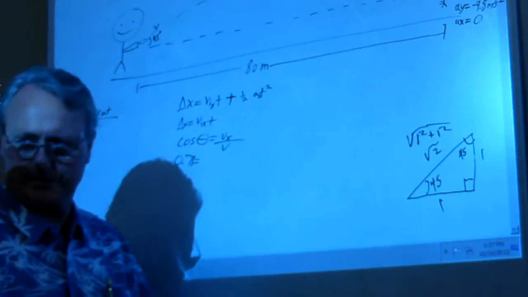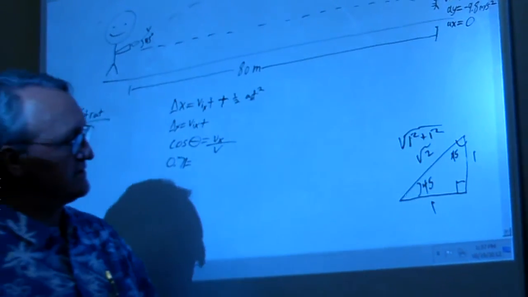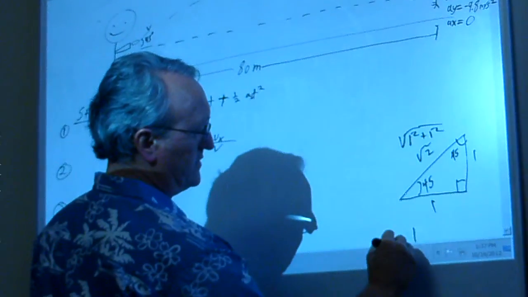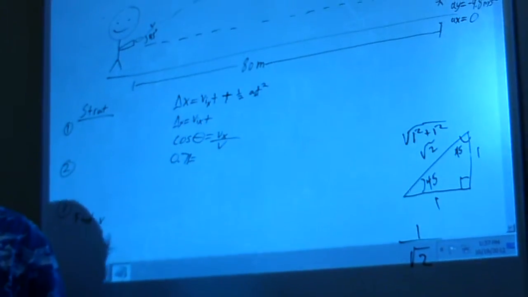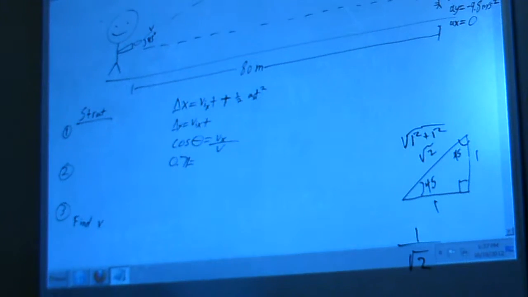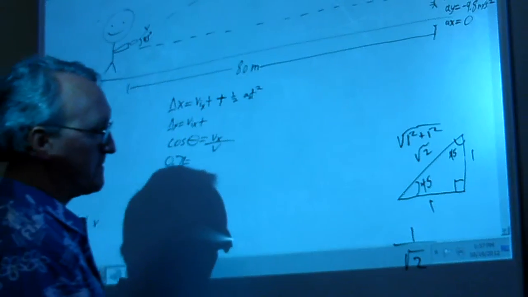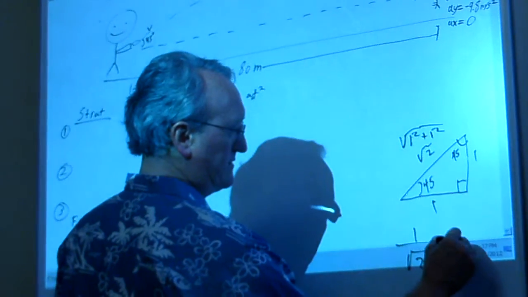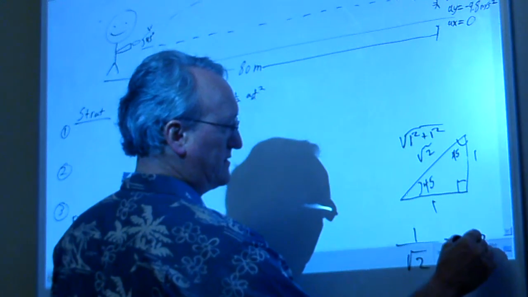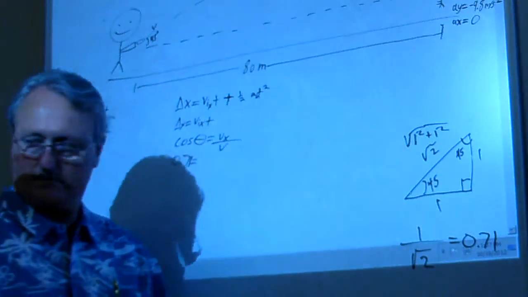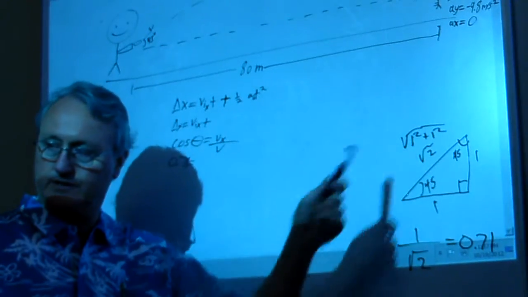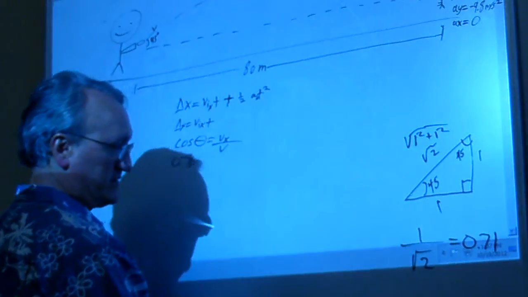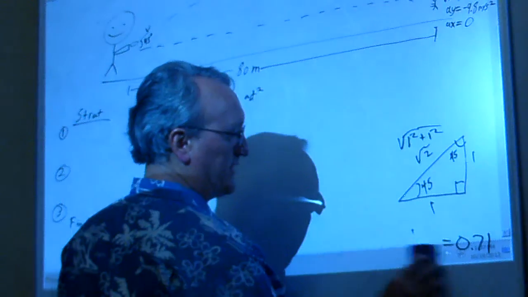So the cosine is 1 divided by the square root of 2. I think I mentioned that at some point. Adjacent over hypotenuse, 1 divided by the square root of 2. What's that equal to? My calculator won't accept square roots. 0.71. So if you need to check things like that, you can always check it this way.